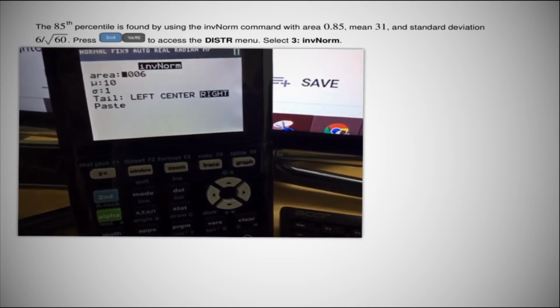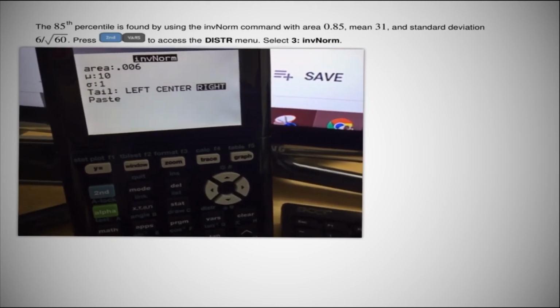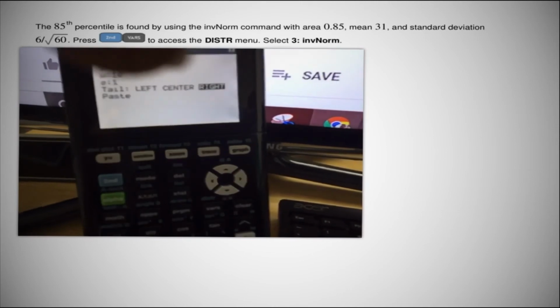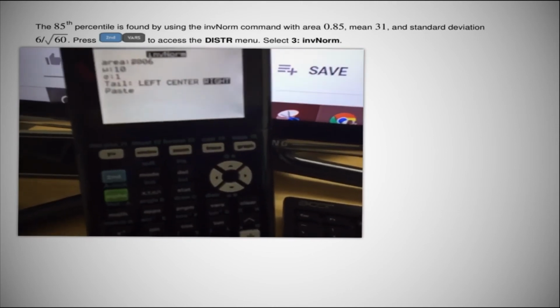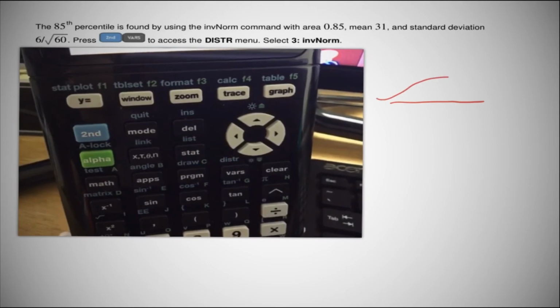you have to tell your calculator the area. And this is where, let me draw the picture once again so we make sure we type in the right area. All right, this is what our distribution looked like. We're trying to find X bar. And they gave us the 85th percentile. So notice this area that I'm shading is to the left.